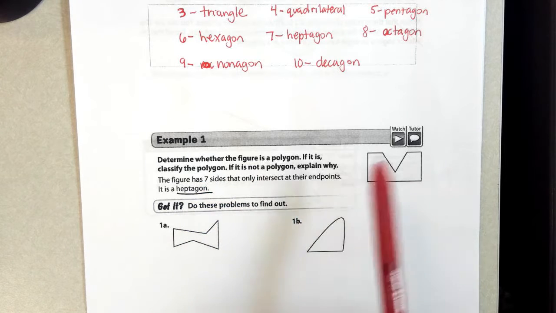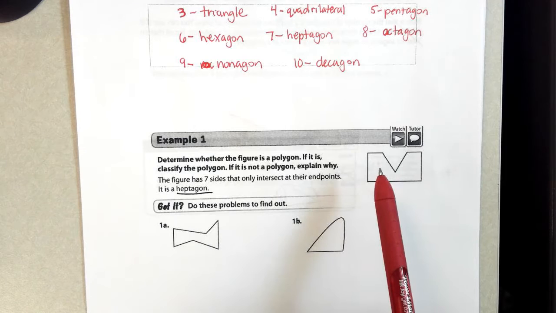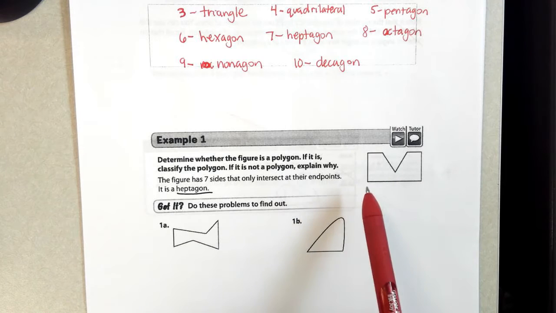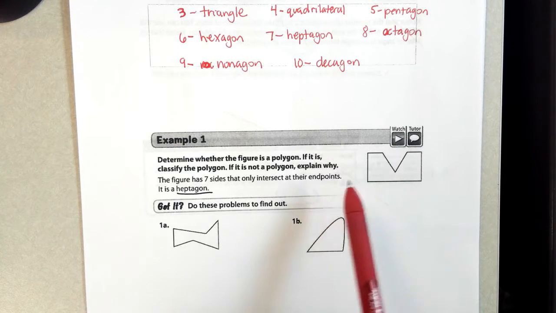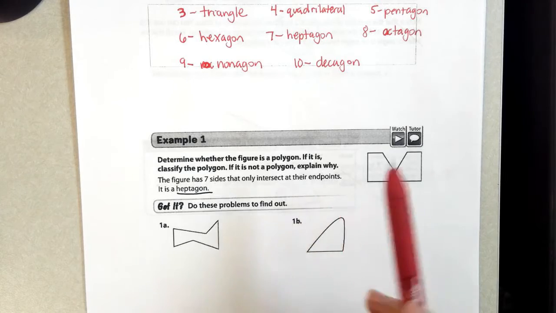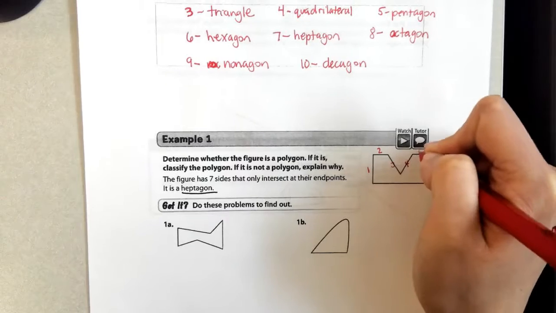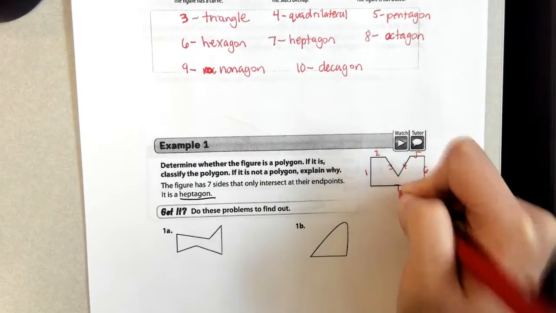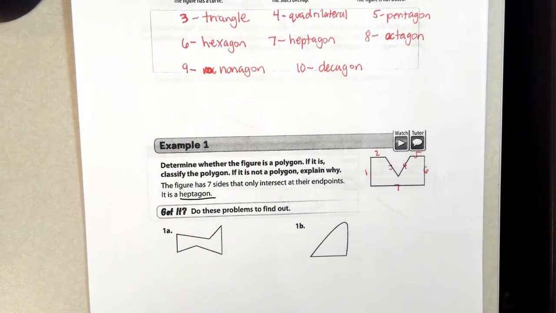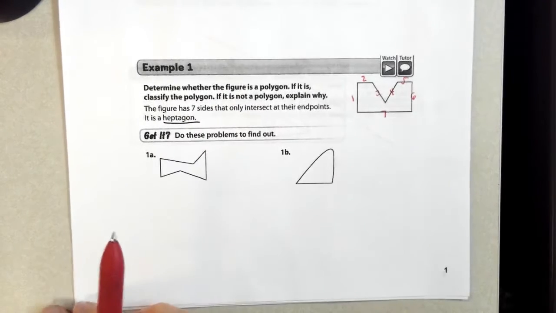So this one is a polygon. It has no curves to it. It's straight lines. There's no overlap. It's closed. Okay. And if we count, there are 1, 2, 3, 4, 5, 6, 7 sides. So that's a heptagon because there are 7 sides to it. So go ahead and try your got it problems.